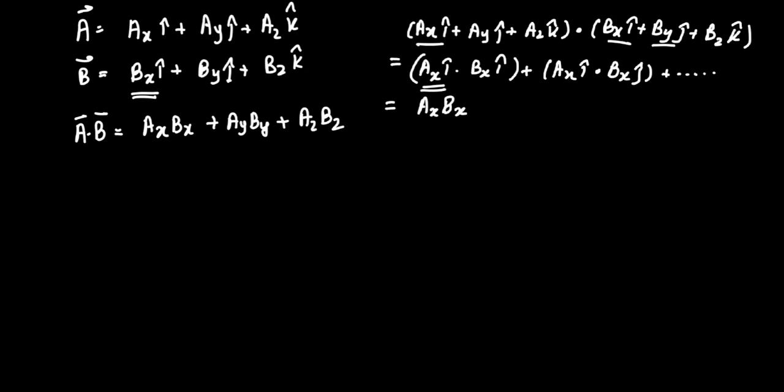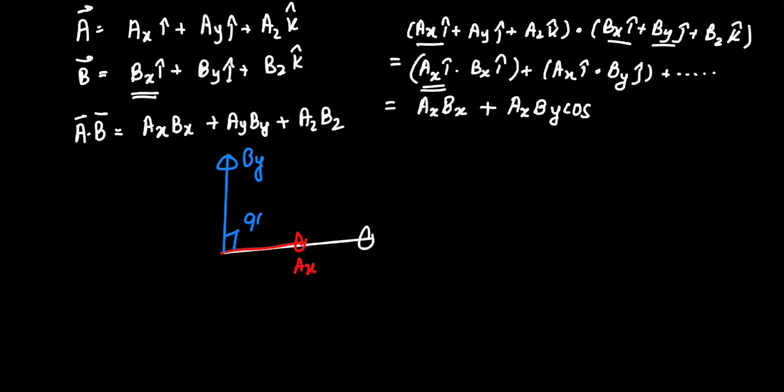So this is simply going to reduce to AX BX plus AX times BY, J cap. You say the magnitude of the first vector, the magnitude of the second vector times the cosine of the angle between them. AX is along the X direction and BY is along the Y direction.